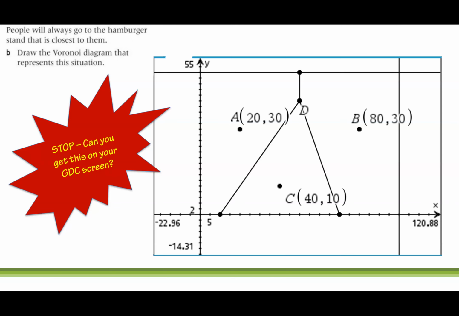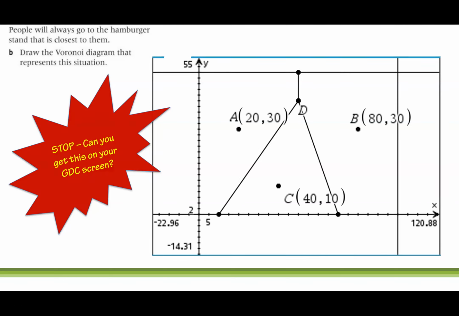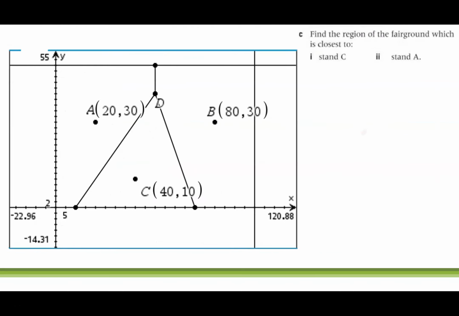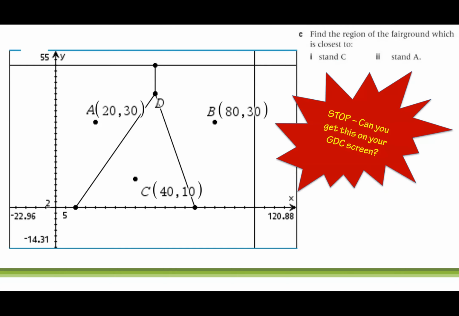So I've labeled point D, and I've taken away all the other things that were getting in the way. It was looking very cluttered. So now it's a much cleaner look, and that's where D should go. That's the point that's furthest from A, B, and C. And that's probably where you want to put your hamburger stand. Now, the last thing I did was I also put a vertical line at x equals 100 and a horizontal line at y equals 50 to sort of demarcate where the edges of the fairground are.